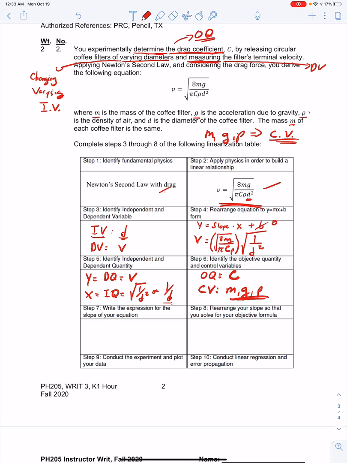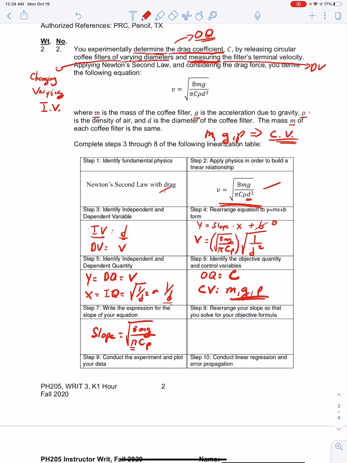Because the slope, just like you have it in your line equation, is equal to the square root of 8 times mass times acceleration due to gravity times pi times c times density. Pi, just in case, pi is a number. It is not a variable. Because it is a number, it was not included in the control variables.